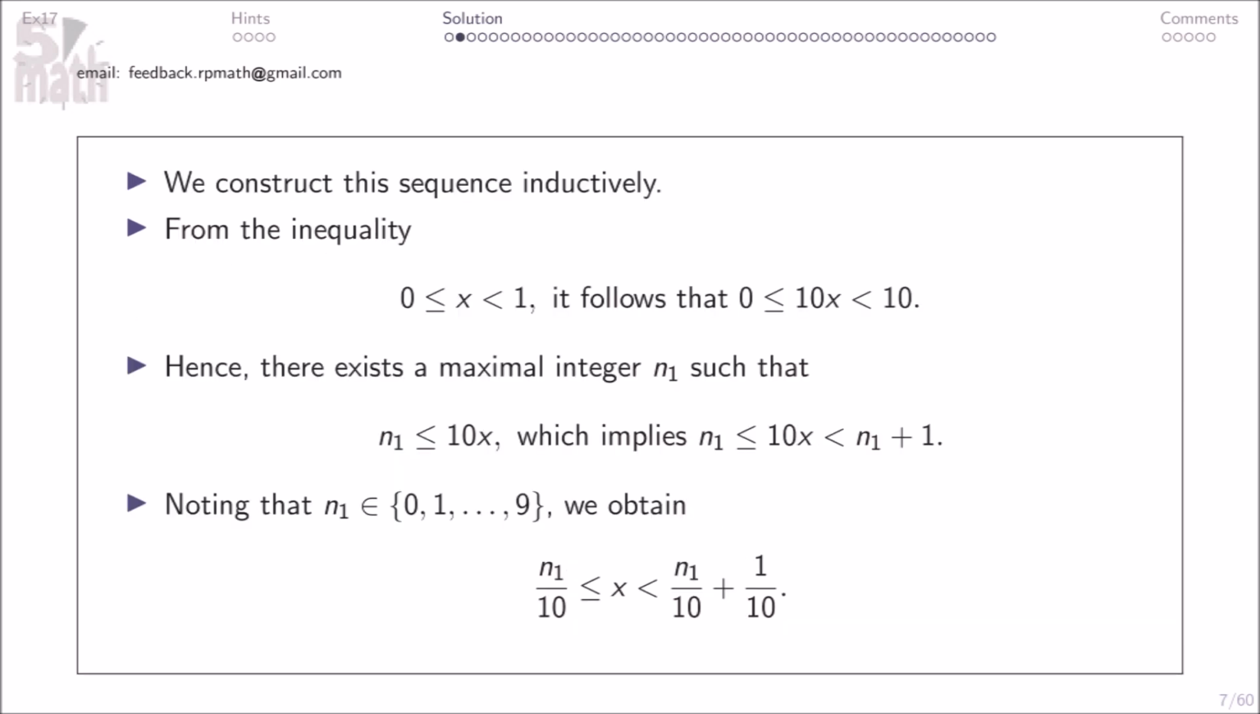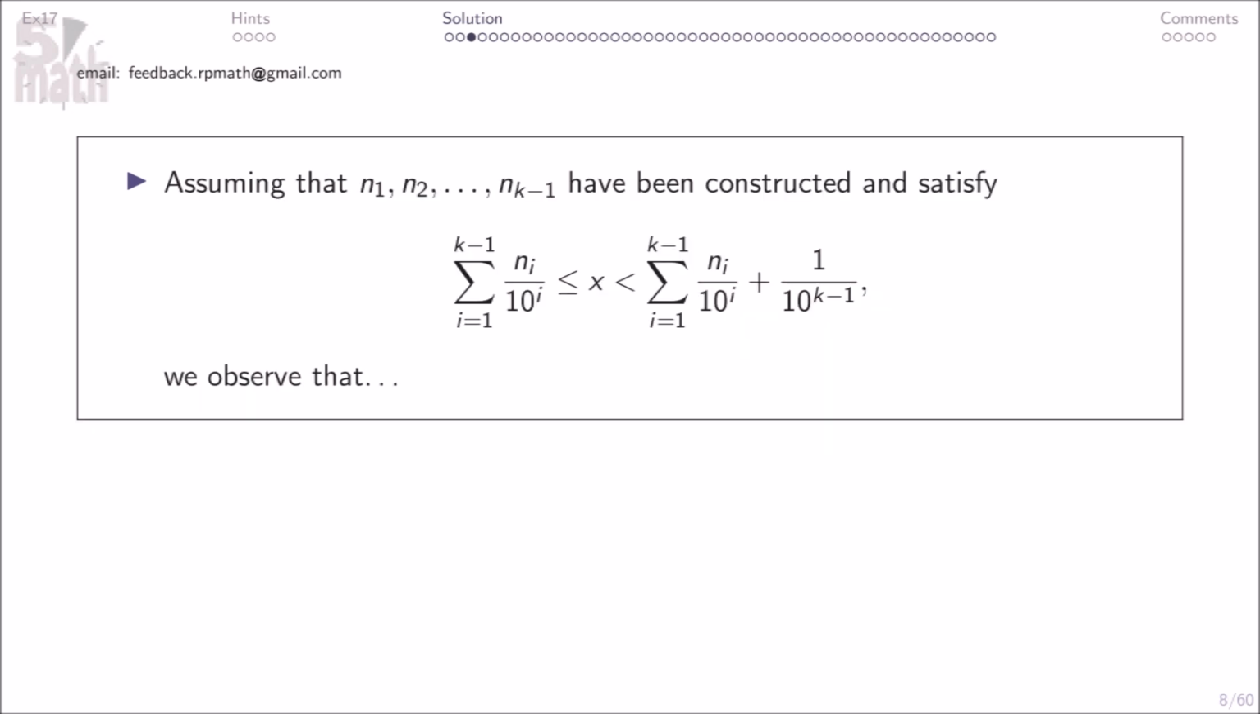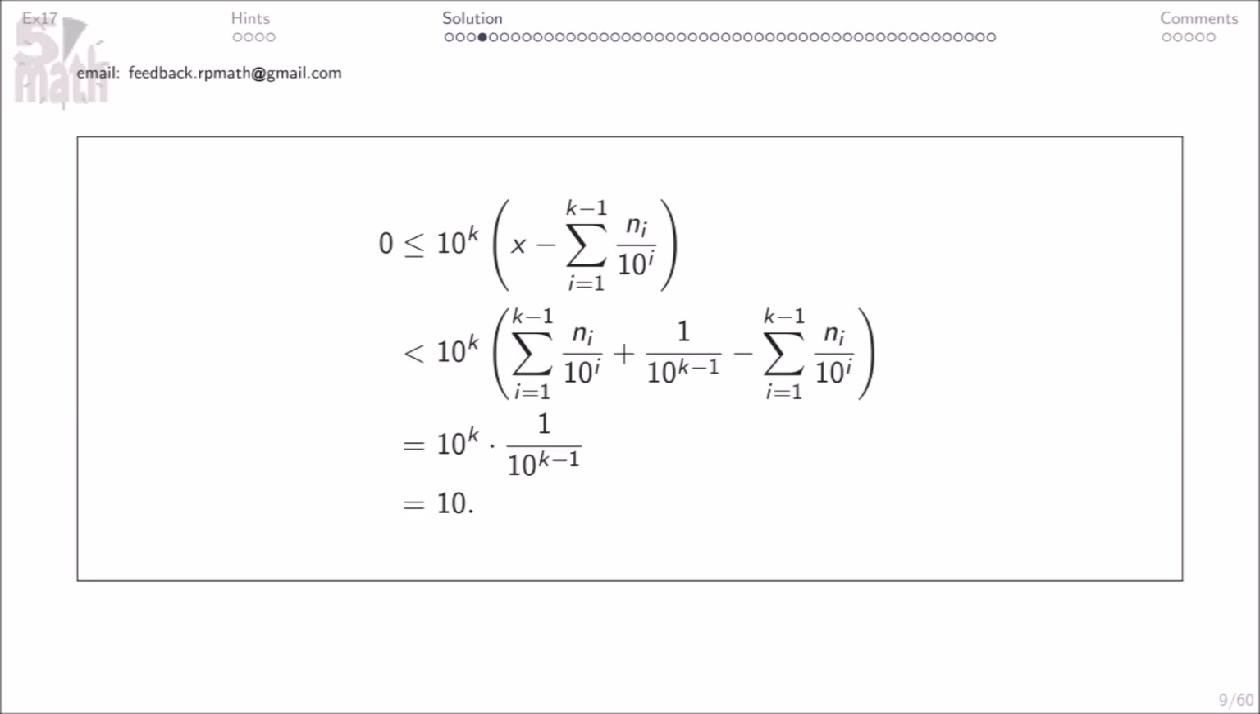We construct this sequence inductively. From the inequality here, it follows that this. Hence there exists a maximal integer n_1 such that this, which implies this. Noting that n_1 is an element of this, we obtain the following. Assuming that n_1, n_2, and so on to n_{k-1} have been constructed and satisfy this, we observe the following.